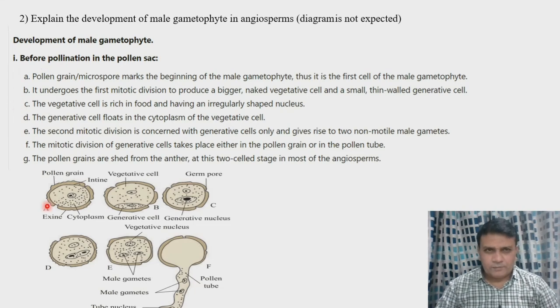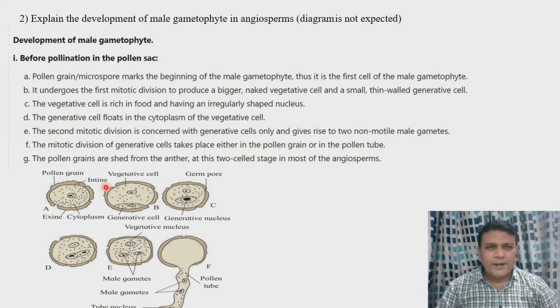Now you know that the pollen grains are produced inside the anther, and the pollen grain or microspore marks the development of male gametophyte. So it is the first cell of male gametophyte. It is given in the first point. Then second point is that this pollen grain will undergo mitosis. Here we can see to produce a large cell. It is called as vegetative cell and a small thin wall generative cell. This is the second point.